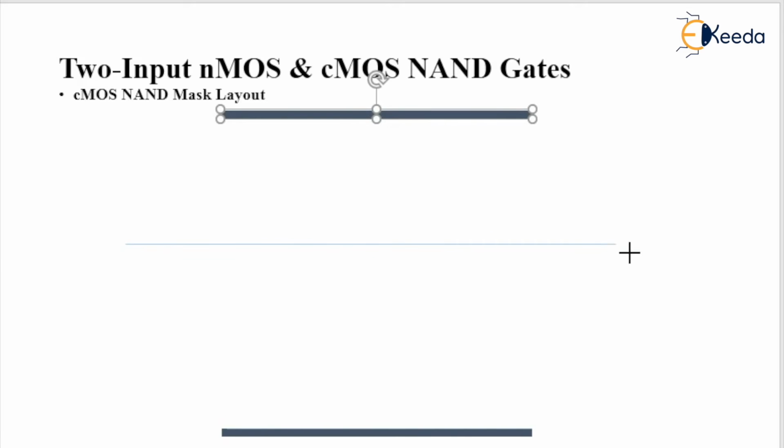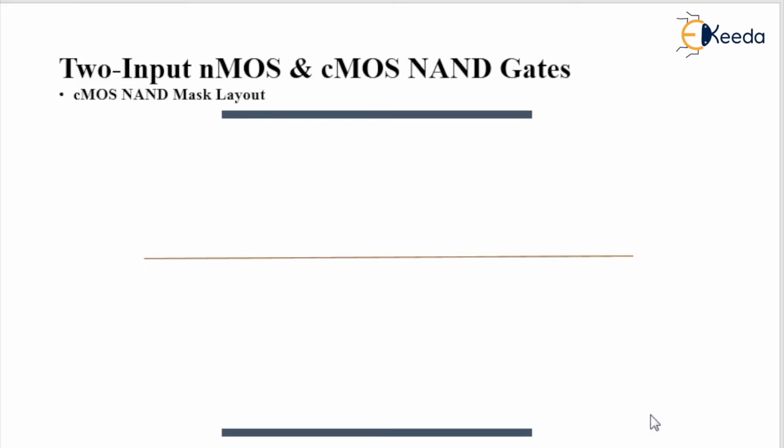Why am I going to draw a demarcation line here? Since it is a combination of PMOS as well as NMOS, the PMOS and NMOS should be separated by a demarcation line, and that line should be brown. So I represented it with this brown color. Okay, so this is our demarcation line, and this is VDD, and this is VSS.